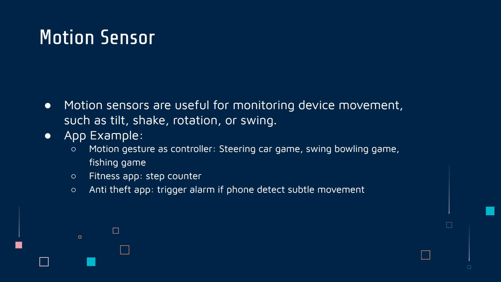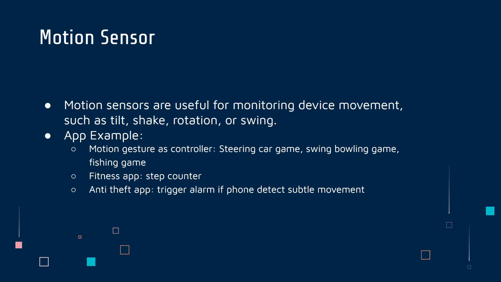For example, this sensor can be used as a motion gesture controller in game applications. You can steer a game car using a smartphone by tilting it right or left, as if you were steering a wheel. Maybe you can swing your phone back and forth like swinging a bowling ball in a bowling game. And of course you can cast your fishing bait in a fishing game and catch the fish, and so on. In a fitness application, you may implement a step counter, which can record how many steps the user takes.